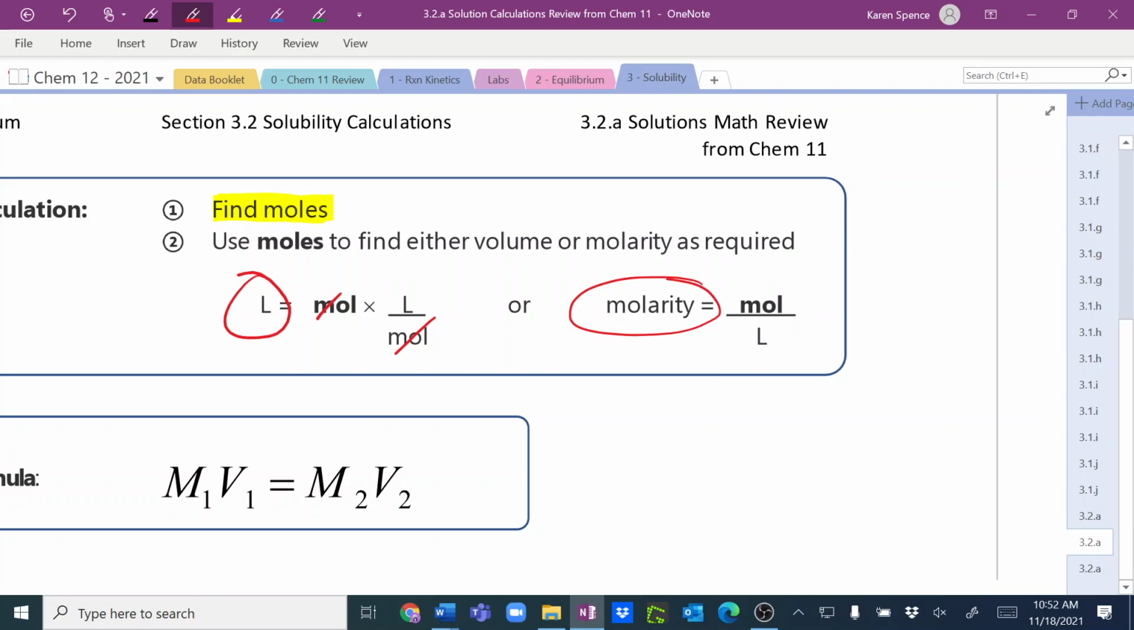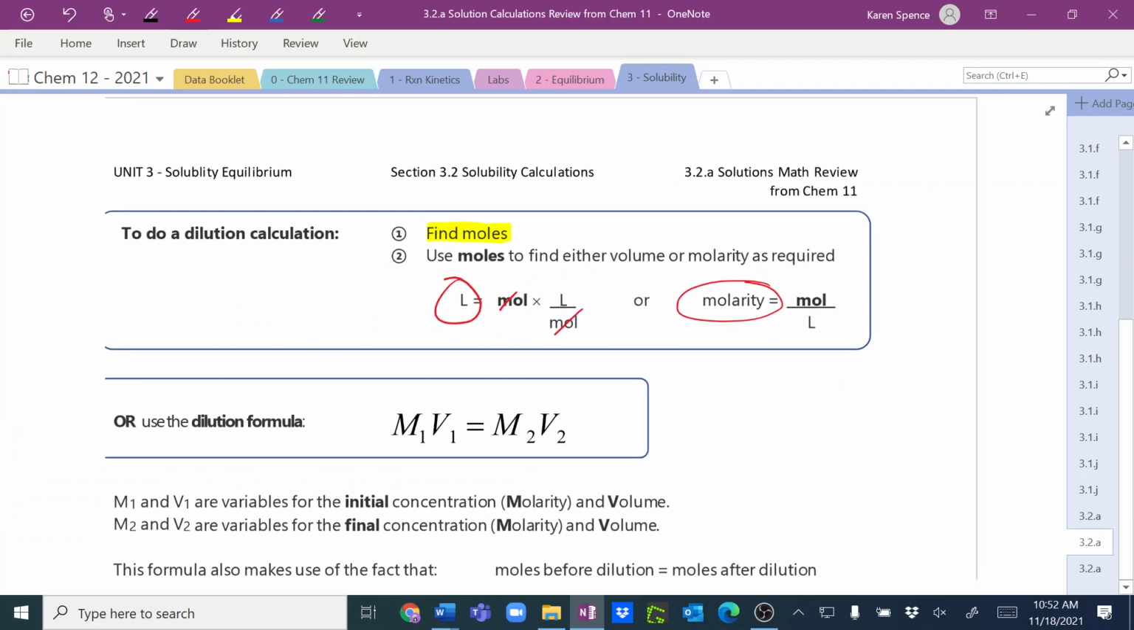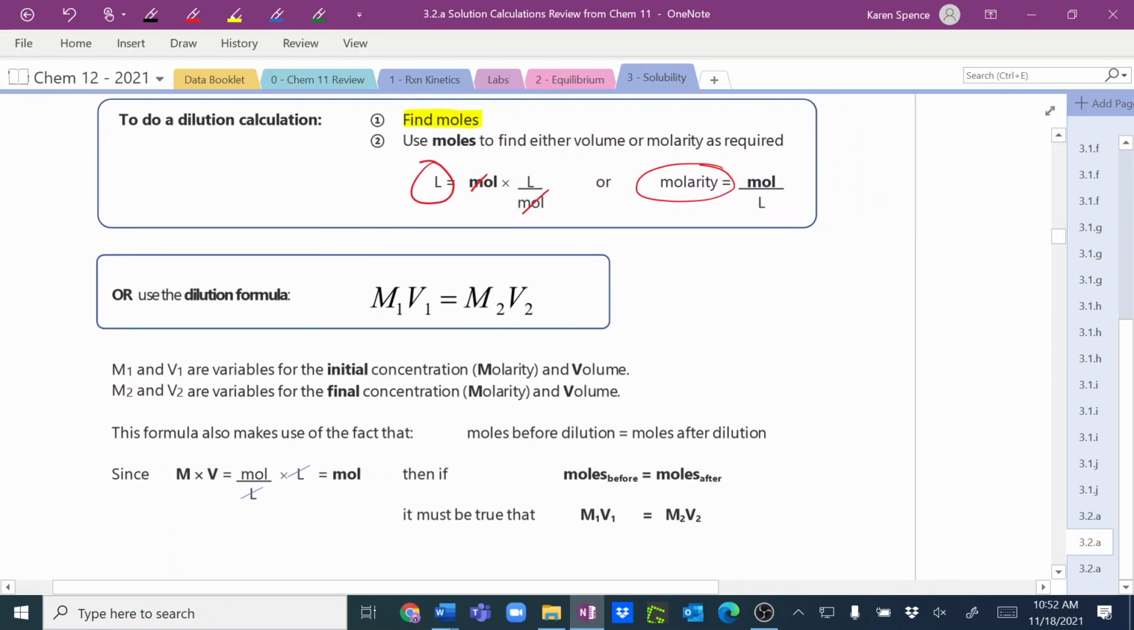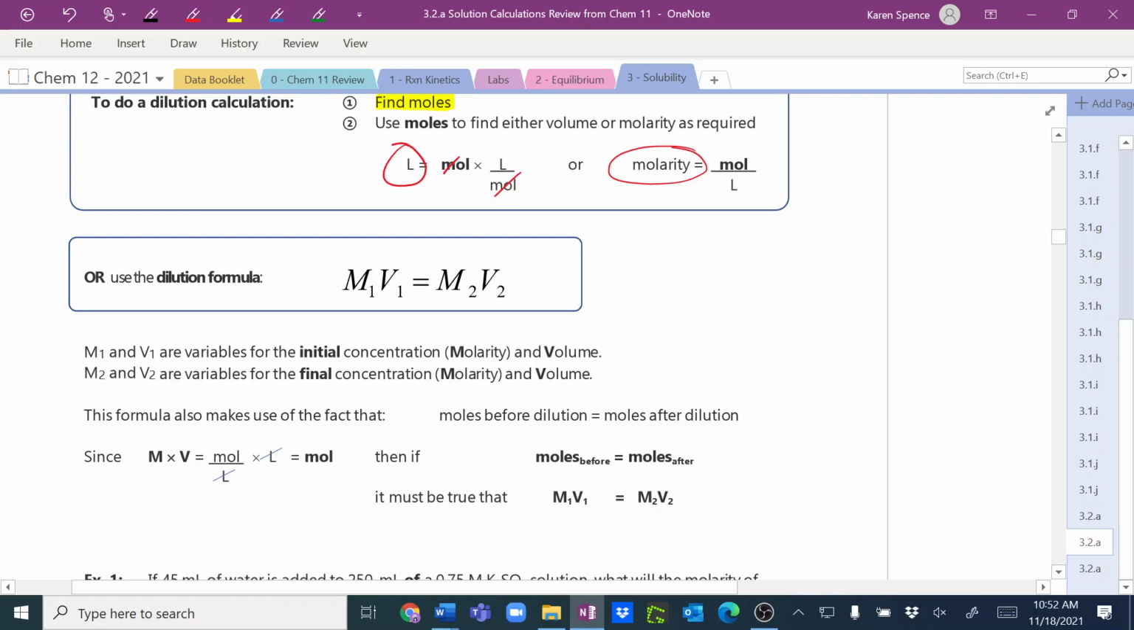So you might prefer the second method that we have, which is also a good method, the dilution formula. M1V1 equals M2V2. How many of you have seen something like that before? Okay, yeah. So if you have seen this before, that's great. M1 and V1 go together, yes? So they would be joined by the word of, usually.